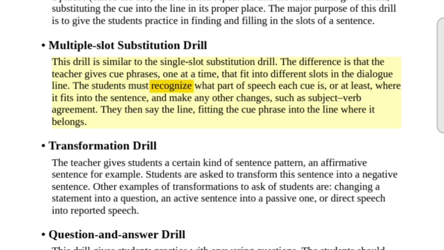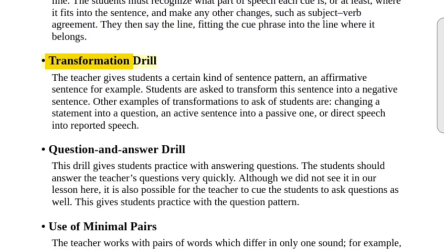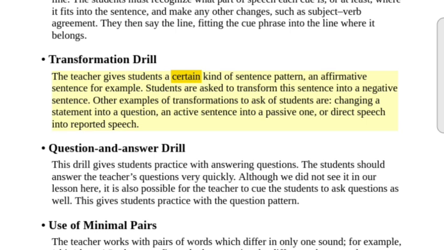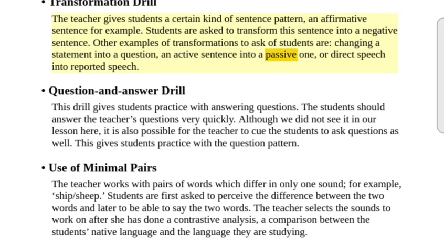The students must recognize what part of speech each cue is, or at least, where it fits into the sentence, and make any other changes, such as subject-verb agreement. They then say the line, fitting the cue phrase into the line where it belongs. Transformation drill. The teacher gives students a certain kind of sentence pattern, an affirmative sentence for example. Students are asked to transform this sentence into a negative sentence. Other examples of transformations to ask of students are changing a statement into a question, an active sentence into a passive one, or direct speech into reported speech.